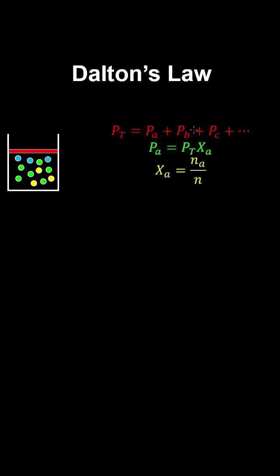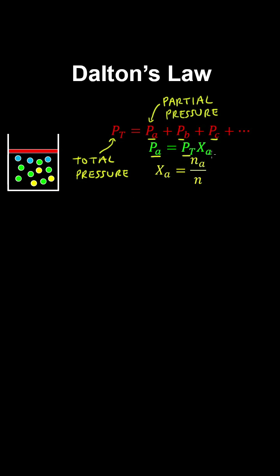Dalton's law states that in a sample containing a mixture of ideal gases, the pressure exerted by each component, being the partial pressure, is independent of the other components. So therefore the total pressure of the gas mixture is equal to the sum of the partial pressures. And the partial pressure of one of the gases is equal to the total pressure multiplied by the mole fraction. So here we have the mole fraction of gas A, where the mole fraction is the number of moles of one of the gases over the total number of moles in the mixture.